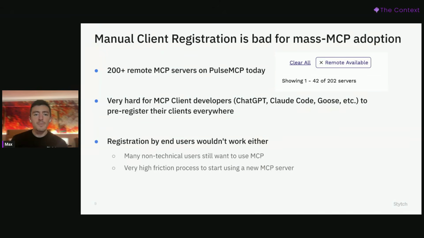If I am an MCP client developer working on ChatGPT or Claude Code or Goose or another client, I don't want to go and pre-register these clients in every MCP server or authorization server that exists. I checked on Pulse MCP this morning. There's over 200 remote MCP servers. That would be a lot of clicking around to get everything set up.